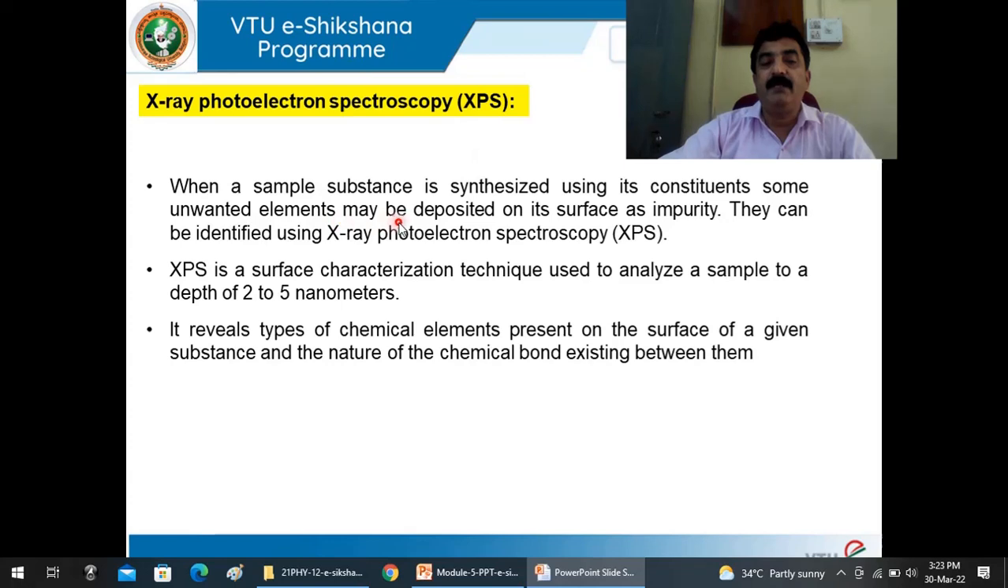Well, when a sample substance is synthesized using its constituents, some unwanted elements may be deposited on the surface as impurity. Let us say you synthesize one copper plate. During the synthesis of the copper plate, some aluminium particles may get embedded, or some brass or some other elements. Either a single element or composite elements get embedded on the surface. So it is actually an impurity, an unwanted thing. They have to be identified and removed, or we have to decide whether the material is suitable for the practical application or not.